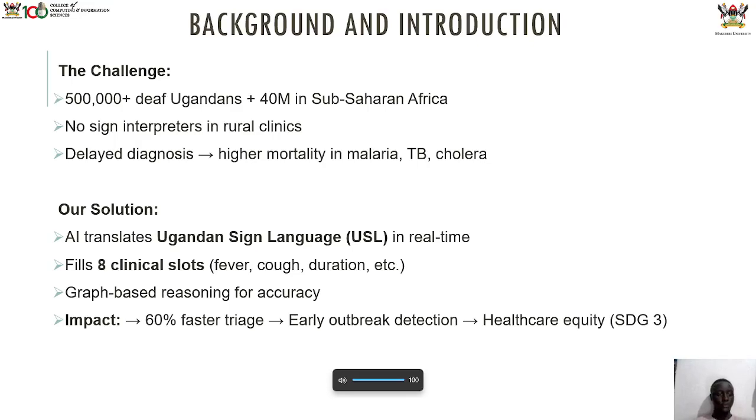Our solution: we designed an AI system that translates Uganda Sign Language in real time using cameras. It automatically fills in medical details like fever, cough, and symptom duration. Using graph-based reasoning, the system achieves high accuracy. The impact is faster, up to 60% quicker, early detection of outbreaks and better health access, supporting the Sustainable Development Goal, that is good health and well-being.